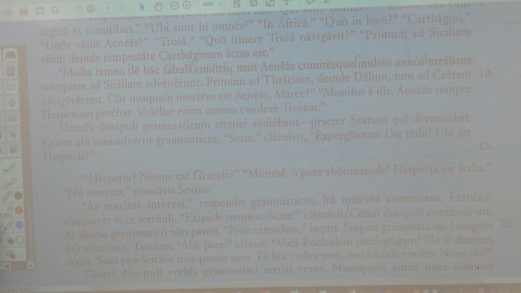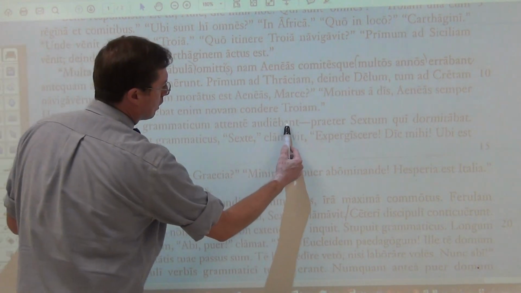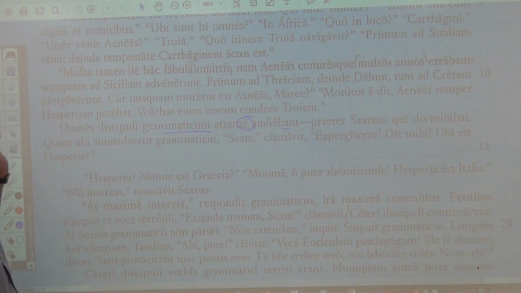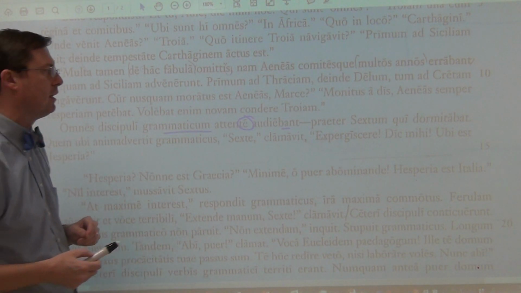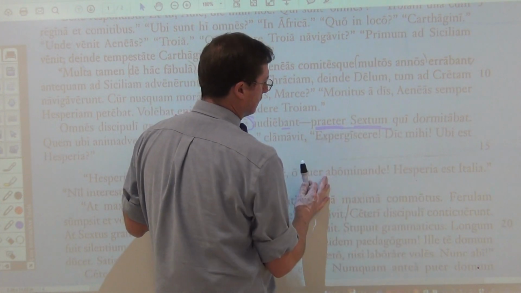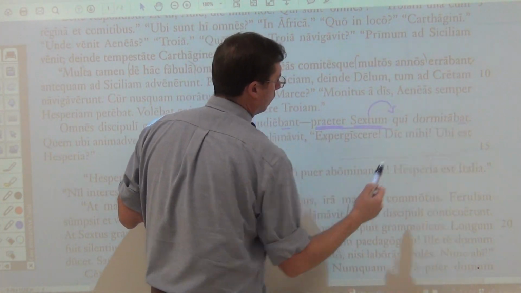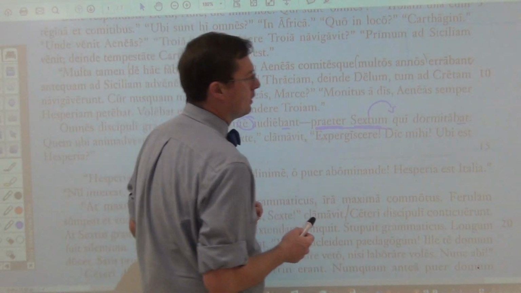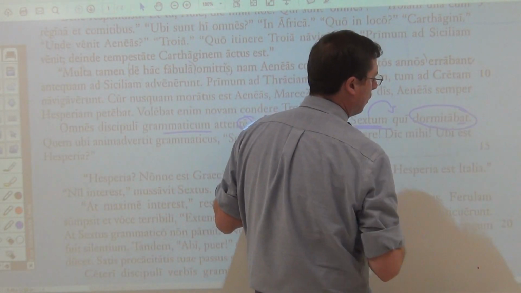Omnes discipuli magistrum attente audiebant. All the students were listening attentively to the teacher. They were hearing the teacher attentively. Praeter Sextum, except Sextus, who was sleeping. Now this is not sleeping, but rather was nodding off.